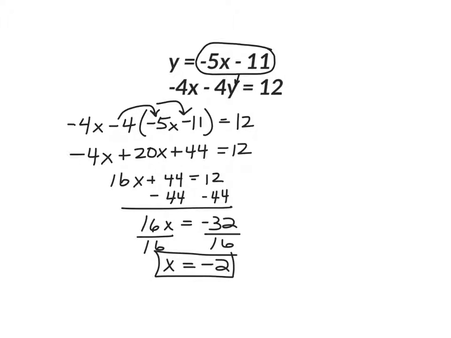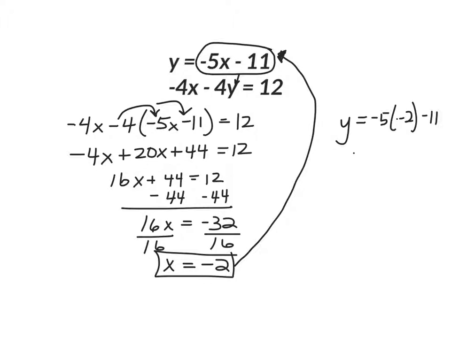Okay. Now, again, I can put this into any equation I want to, but what I'm going to do is always put it in the one where the variable is by itself. So I'm going to put it in that top one. y equals negative 5 times, instead of x, I'm going to put a negative 2 in there because I know x is negative 2 now, and then minus 11. Well, negative 5 times negative 2 is positive 10, minus 11, and so now y is going to equal negative 1.